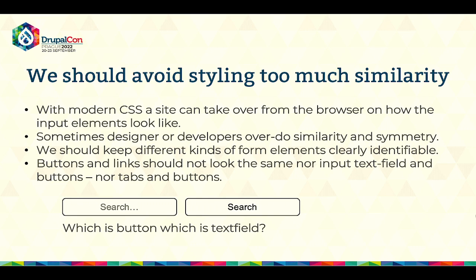We should avoid too much styling to create similarity. So here I have images where one of them is a text field and one of them is a button. So which one is which? Because the styling is similar, too similar. So we should keep different elements distinct instead of creating similarity where we don't want it.